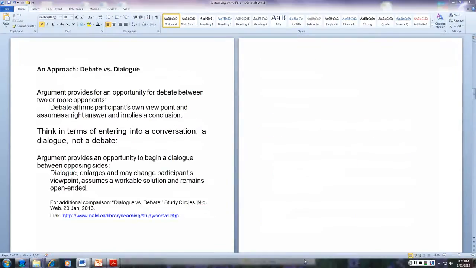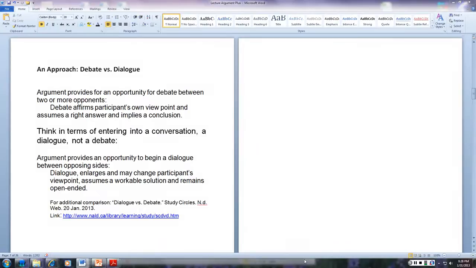The last thing I want you to consider when we think in terms of persuasion and argument is debate versus dialogue. An argument provides an opportunity for us to debate or to dialogue. A debate, if you'll notice here, means that the participant's viewpoint is affirmed. That is, that the argument supports a position that has been taken. It assumes that there is a correct answer and implies that there is a conclusion, that you can resolve the issue. An argument also provides an opportunity to begin a dialogue, which enlarges and may even change the participant's viewpoint. A dialogue also assumes that there is a workable solution, but it remains open-ended.